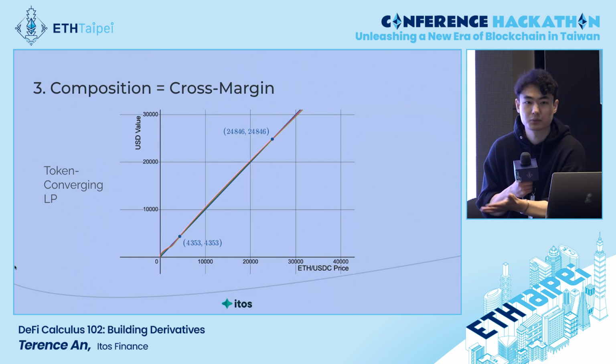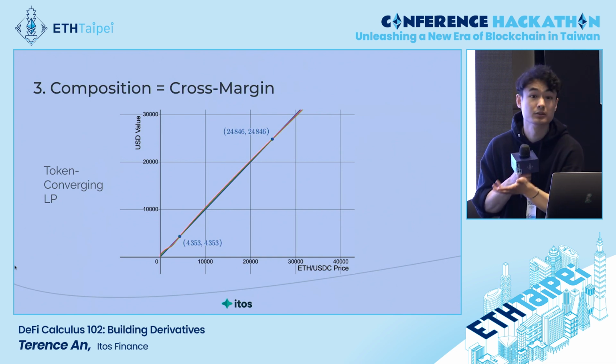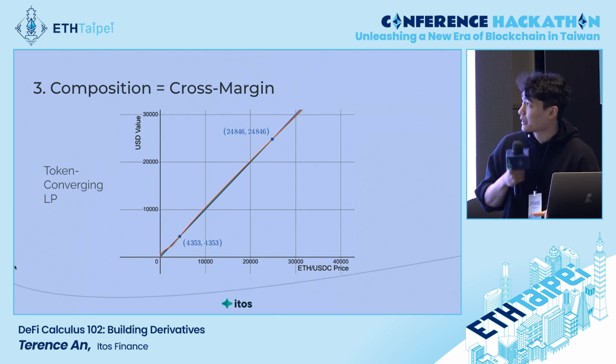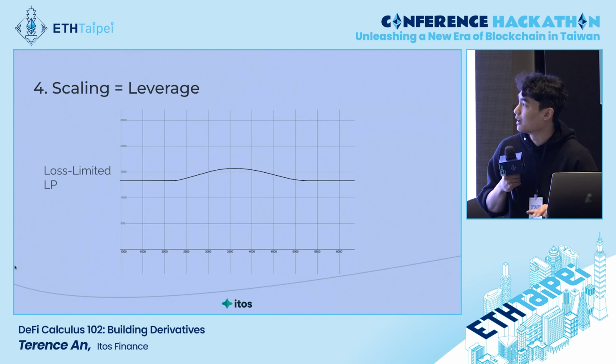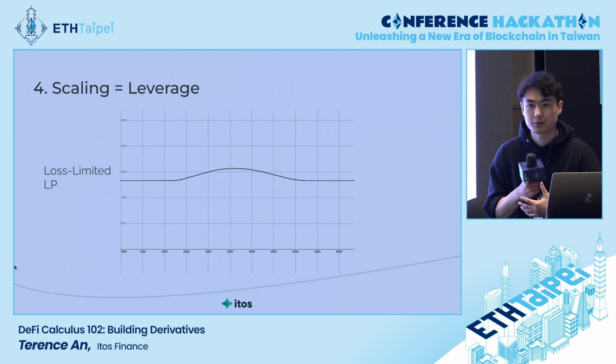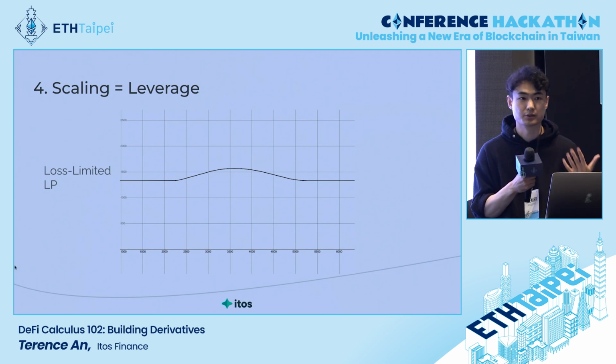And honestly, that's like what a lot of people are holding for. So in a way, this is kind of what people originally thought LPing was going to be. I can just hold a token and earn yield on top of it. I don't have to think about impermanent loss. Great, so that's composition. What we did in composition was create a really safe way to LP.